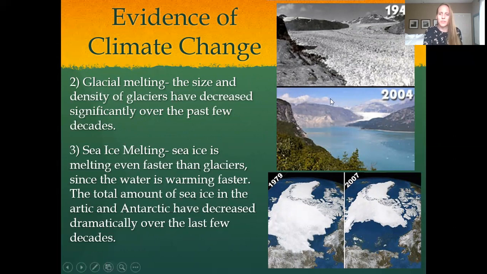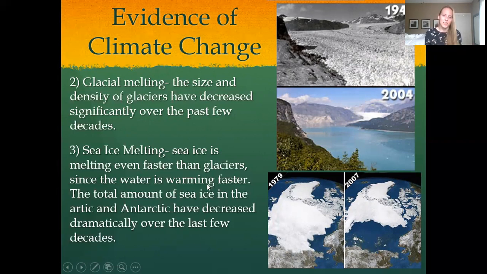So these two top pictures here compare this glacier between 1941 and 2004. This is taken at the same time of year. And in this first picture, the glacier goes all the way to the bottom of the picture. In the upper glacier, you only have the glacier remaining in the upper portions of the mountains. The rest is turned into a lake.